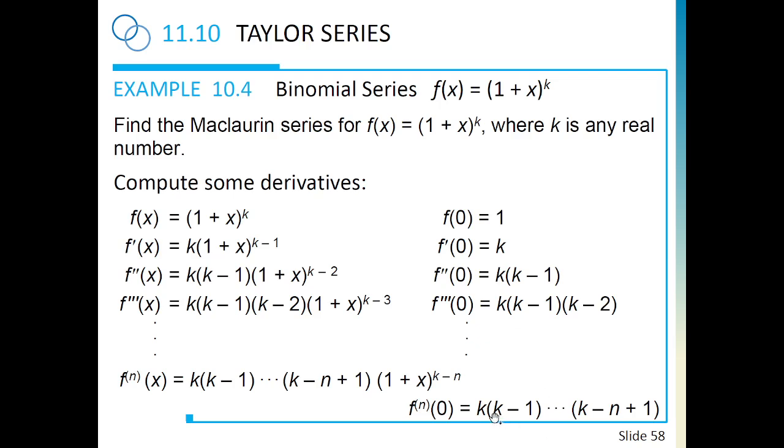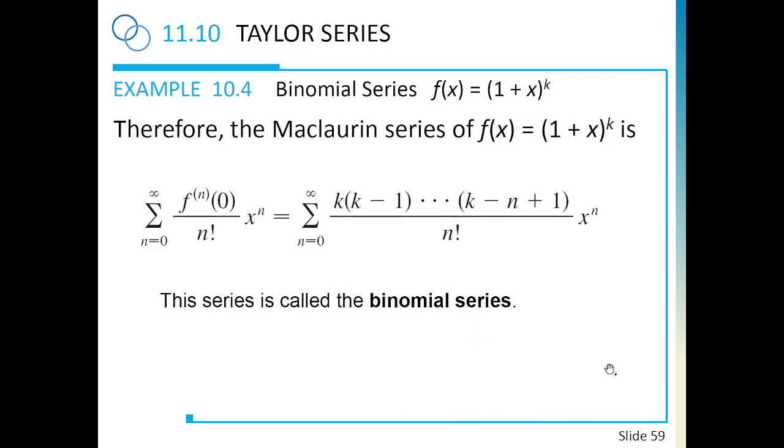From here we see the n-th derivative at 0 is just this term here. For the third derivative we have k, k minus 1, k minus 2. The second derivative is k, k minus 1. So the fourth derivative will be k, k minus 1, k minus 2, k minus 3. So that's how we get this. That would be our Maclaurin series for the function 1 plus x to the power k.